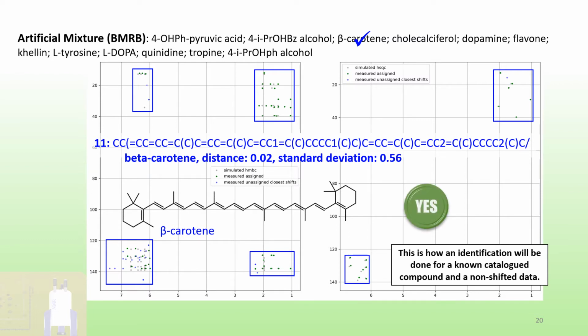The best example here is the identification of beta carotene within that mixture. We have several peaks being matched on both HSQC and HMBC, so the prediction was very good, the correlation was very good, and this is actually a perfect case.